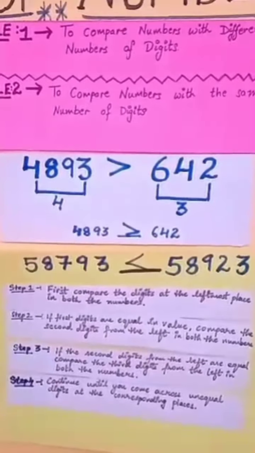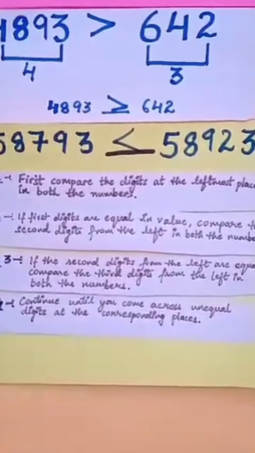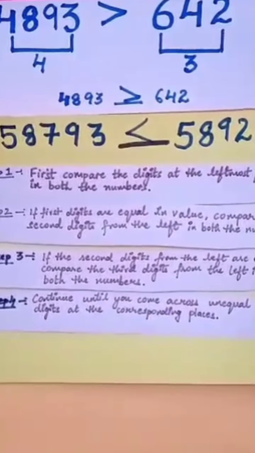So children, these two rules can be followed for 2 digit, 3 digit, 4 digit, 5 digit and so on, or for any larger numbers.